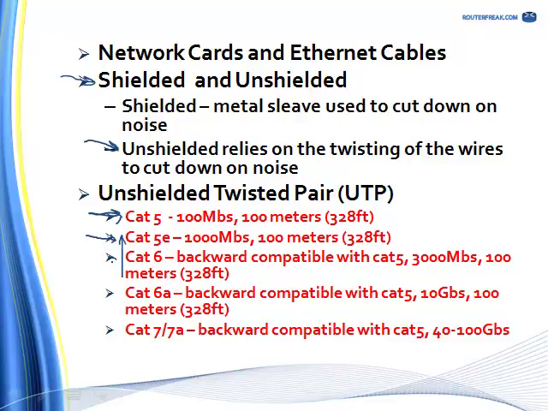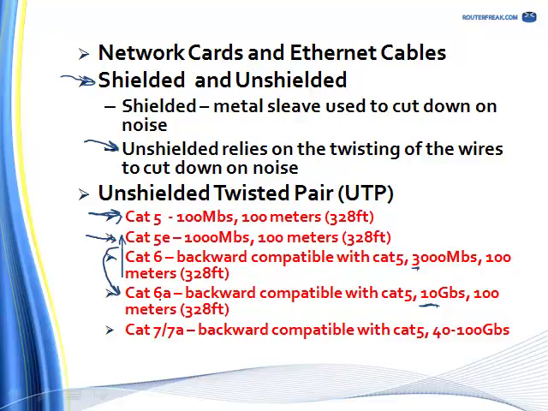And Cat6 is backward compatible to Cat5. Now this Cat6 will handle data rates above 1 gig. If you notice over here, I have 3 gigabit, 3,000 megabits, and I haven't seen any NIC cards out there that are 3 gig NIC cards. That's kind of silly. But what we are seeing lately is a lot of 10 gig. So we've made a leap, haven't we? We've leapt from 1 gig over to 10 gig.